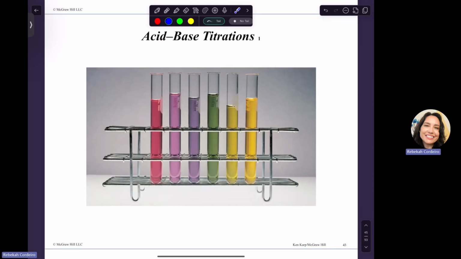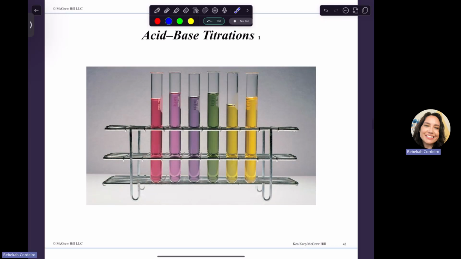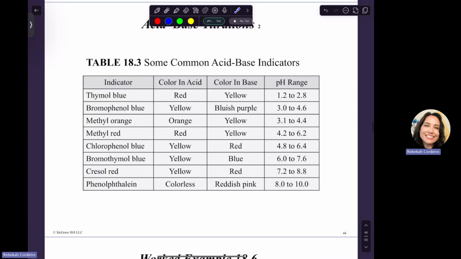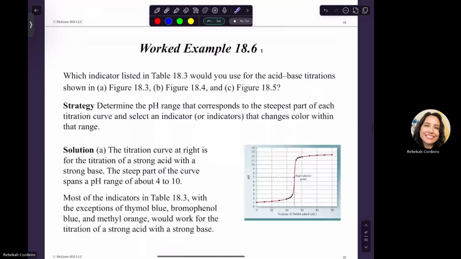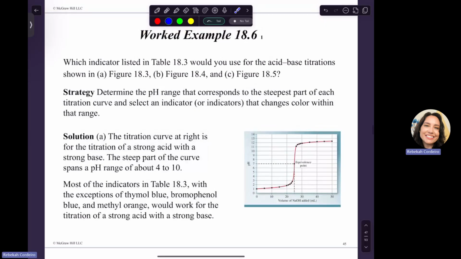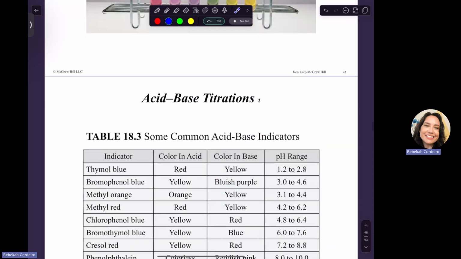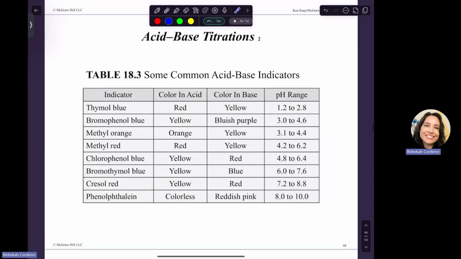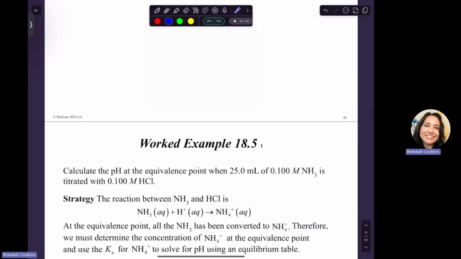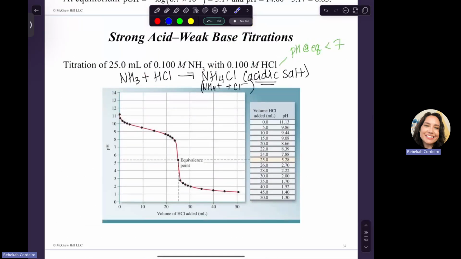So here are just some different colors of different indicators. Here are some common indicators and the ranges in which you would want to use them. Again, wherever you think your equivalence point is going to be, you want an indicator that is close to that. So what indicator would you use for the ones we've seen in these figures? If you want to pull up this table, we can also look at it in class. You can figure out what indicators you would use for the graphs we've already seen, this one.